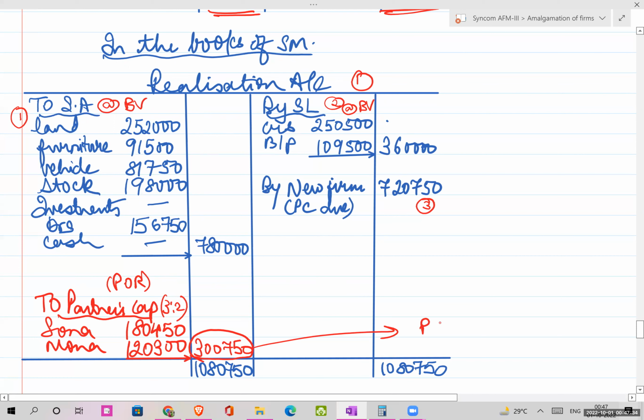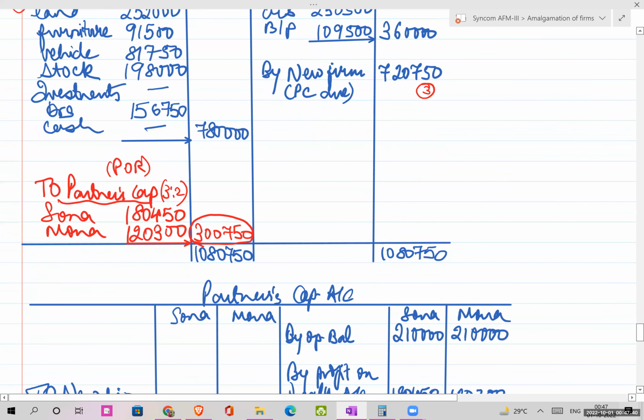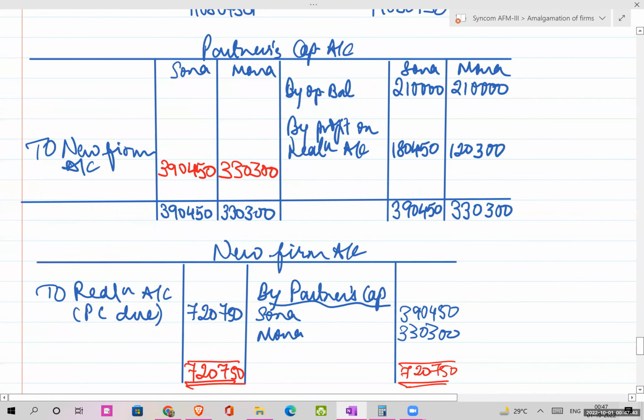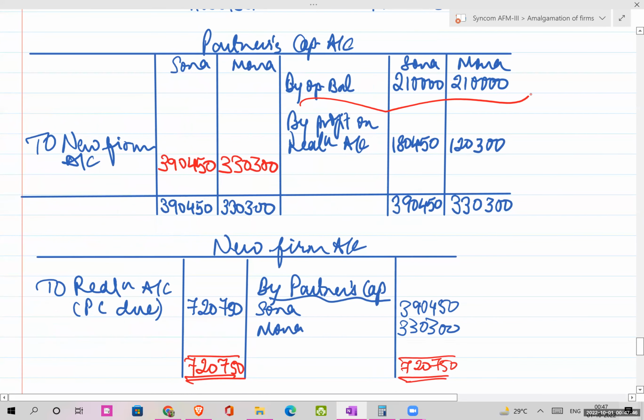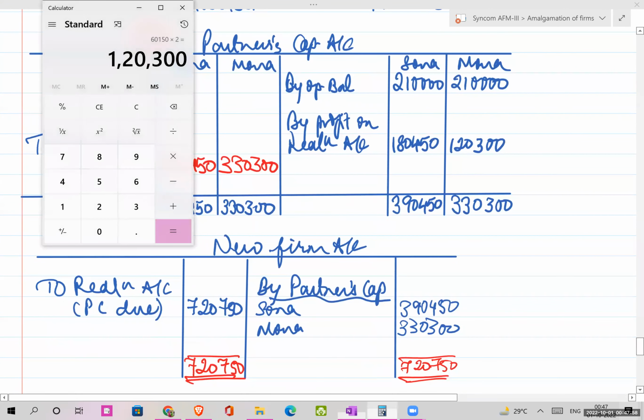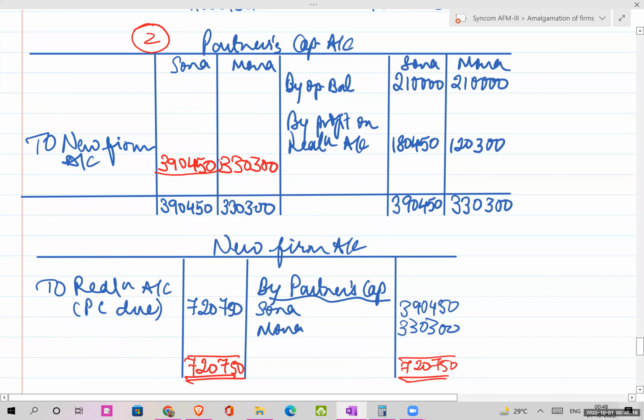फिर इसका सेकेंड इफेक्ट कहाँ जाएगा, जब आप पार्टनर्स कैपिटल बनाओगे उधर जाएगा, ठीक है. सो नेक्स्ट वी विल मेक पार्टनर्स कैपिटल अकाउंट. पार्टनर्स कैपिटल अकाउंट में ओपनिंग बैलेंस तो दिया है, बैलेंस शीट में ही है, 2,10,000 फॉर बोथ. फिर वो प्रॉफिट ऑन रियलाइजेशन का सेकेंड इफेक्ट, ओके. देन क्लोज दिस लेजर. Wherever there is second effects, I will not give you the number. If it is the first one, then only I'll do that. Plus 2,10,000, 3,30,000, 300. Then 2,10,000 plus 1,80,000, 450. 3,90,000, 450. Okay, so this is my answer.